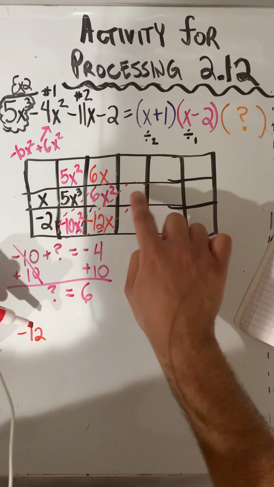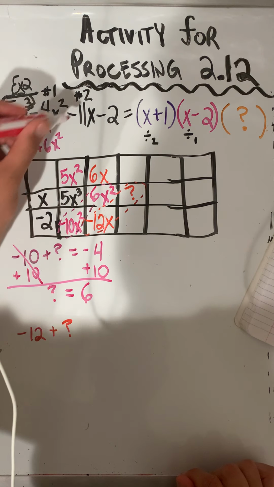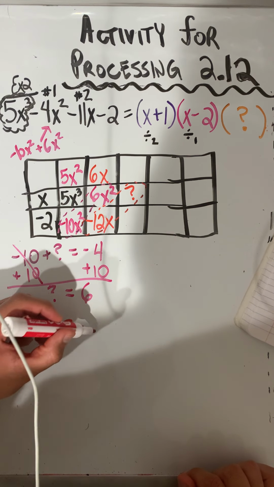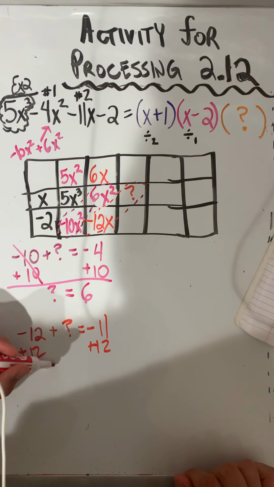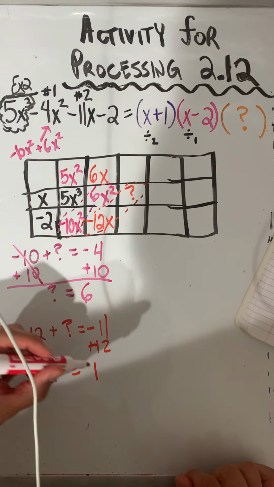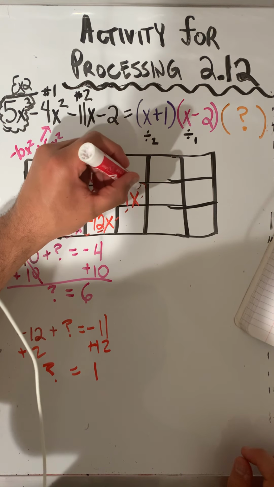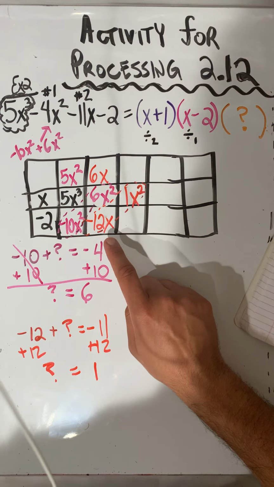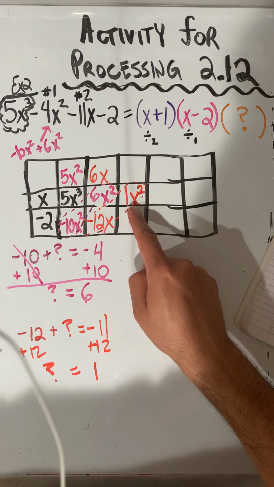So I'm going to go ahead and create a new equation down here. Negative 12 plus some mystery value needs to give us this negative 11. All right, we're going to solve plus 12. Question mark. 12 minus 11, that's 1. So 1x squared. So now I made another mistake on purpose here. Negative 12x plus 1x squared.